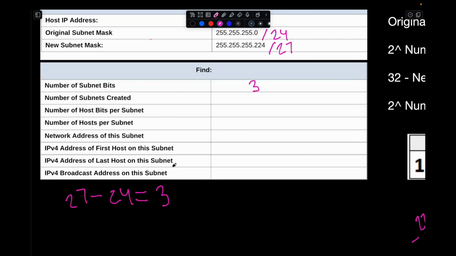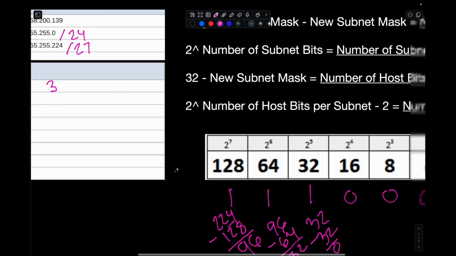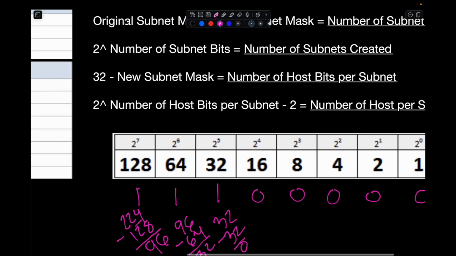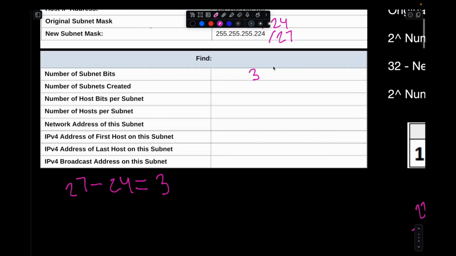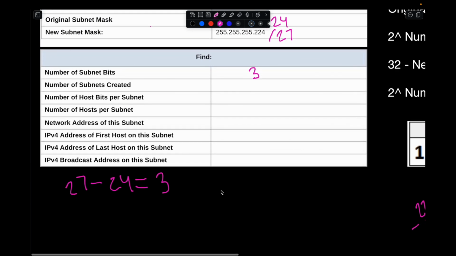Now we are going to figure out the number of subnets created. Back at our formula, it's 2 to the power of the number of subnet bits. We just figured that out. That's 3, and it's going to give us the number of subnets created. The 2 is because we're in binary. That's why we have 2 to the power of 3. And that's going to give us 8. The second one is going to be 8.